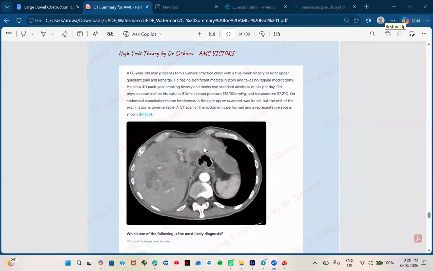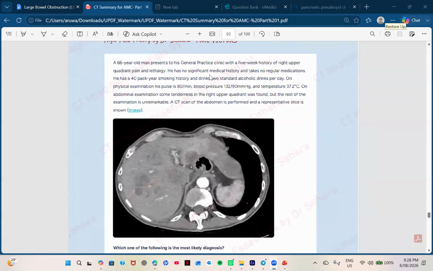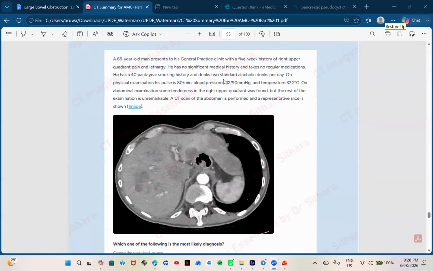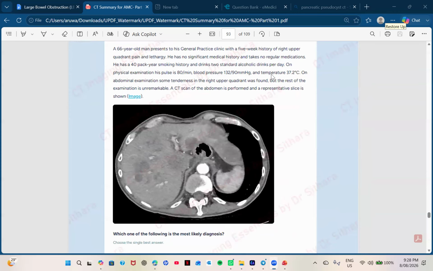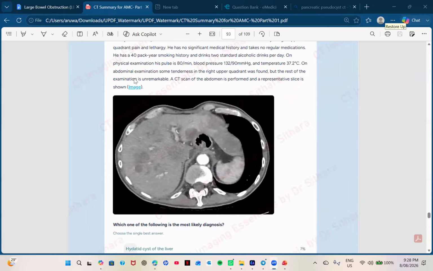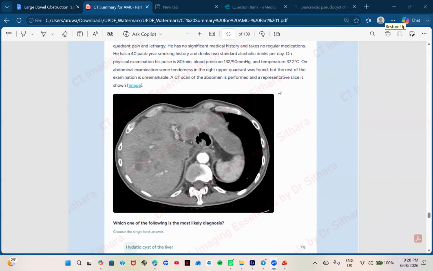Okay, here this is the question. A 66-year-old came to the GP with a 5-week history of right upper quadrant pain and lethargy. No significant medical history, no regular medications, 45 years smoking history, and 2 standard alcohol drinks per day. On physical examination, pulse 80, blood pressure 132 by 90, temperature 37.2. On abdominal examination, some tenderness in the right upper quadrant was found, but the rest of the examination was unremarkable.